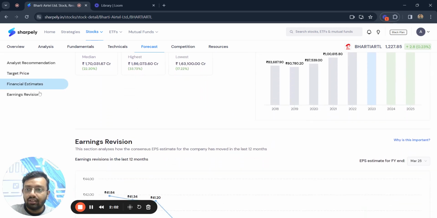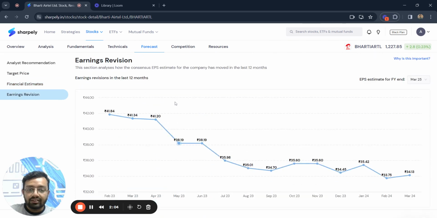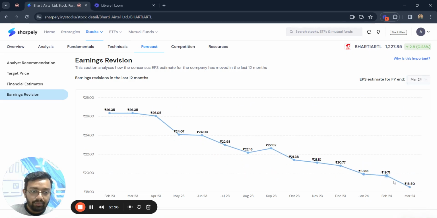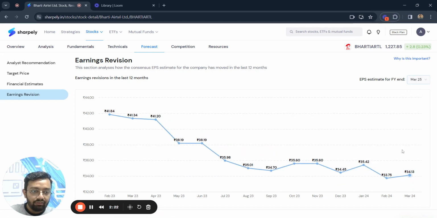And the last part is the earnings revision. In earnings revision, we see how EPS revisions have been made by the analysts. So as we can see, for March 2024, EPS is being downgraded since December 23. But if you look at the March 25 EPS revision, the forecast revision data is on the upside.